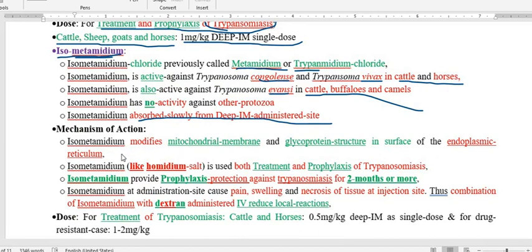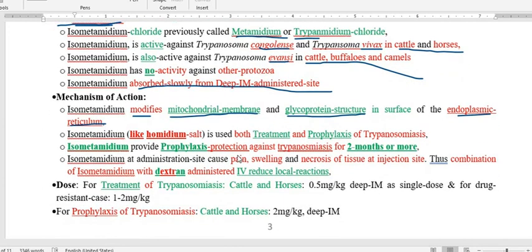Regarding its mechanism of action, it may be similar to the group, but let us go through it in more detail. Isometamidium modifies the mitochondrial membrane, and it also modifies the glycoprotein structure of the endoplasmic reticulum, particularly the membrane. So this is about the mechanism of action.